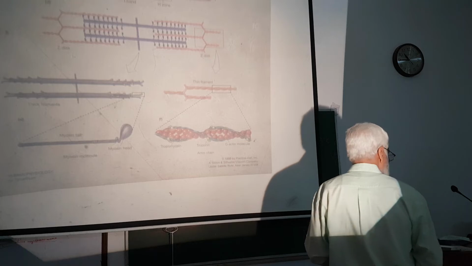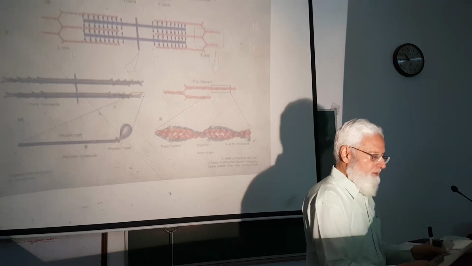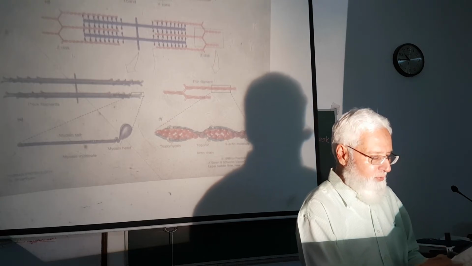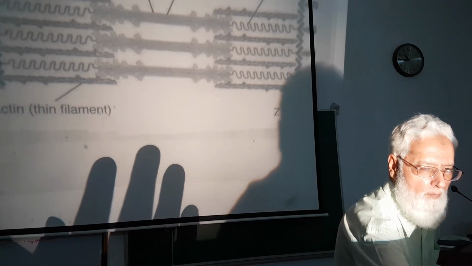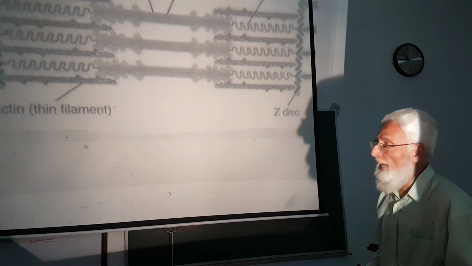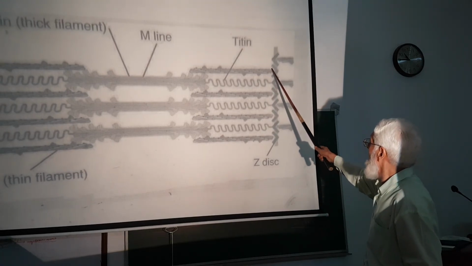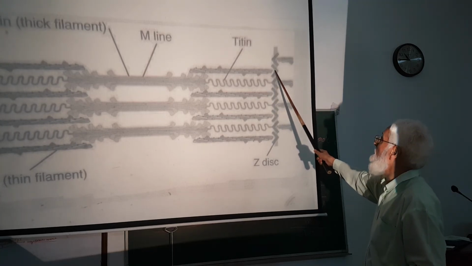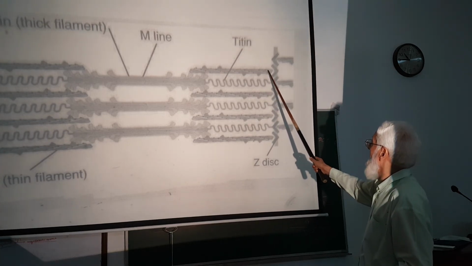Now, in addition, the other proteins include actinin. Through actinin, actin filaments are attached to the Z disc.